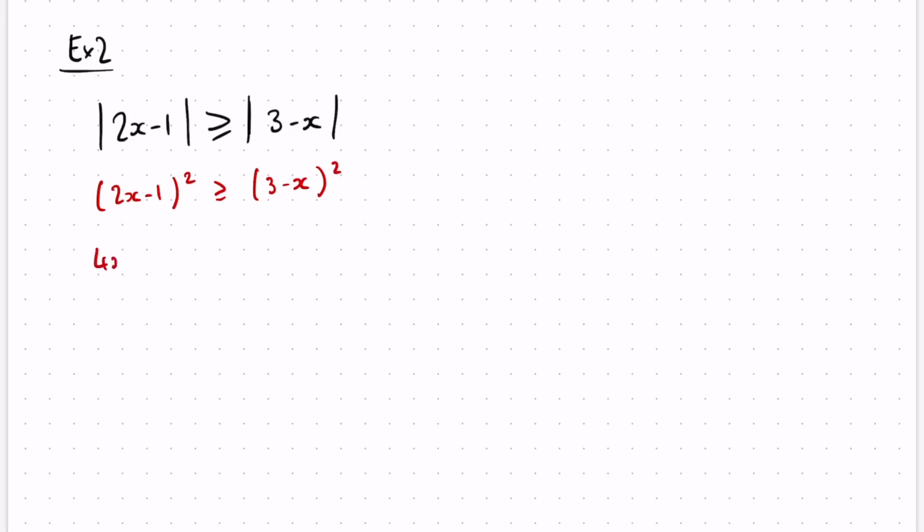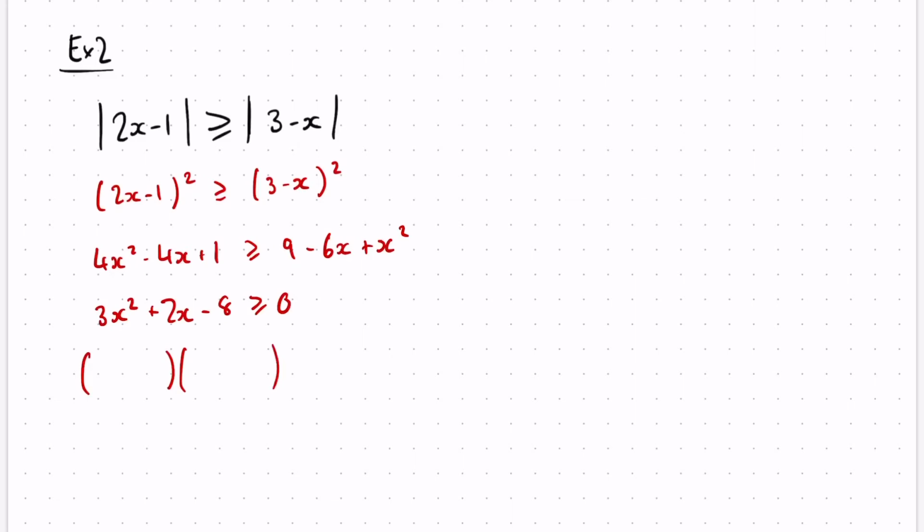So 4x squared minus 4x plus 1 is greater than or equal to 9 minus 6x plus x squared. Going to take everything to the left hand side of this equation. So 3x squared plus 2x minus 8 is greater than or equal to 0. And I can either use the quadratic formula or factorising. If I can factorise it, which I can, I've got 3x, I've got x, I've got plus 2, and I've got minus 4.